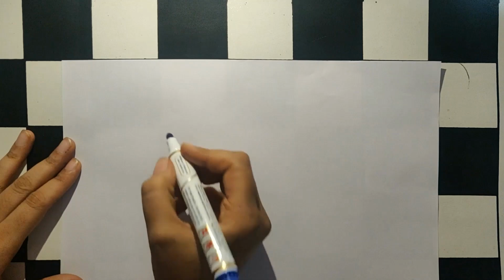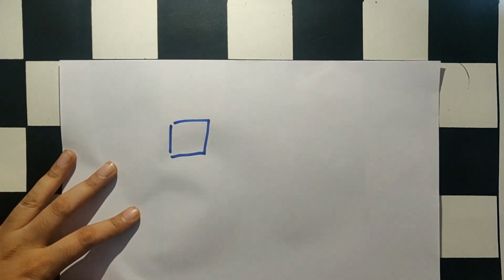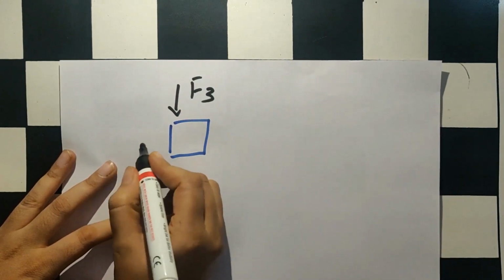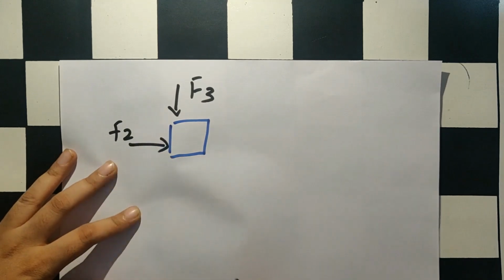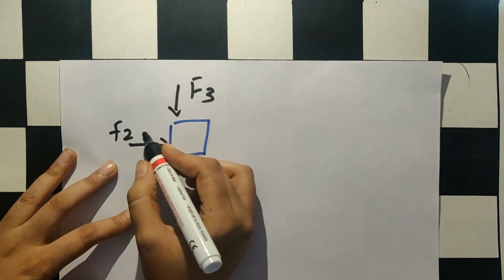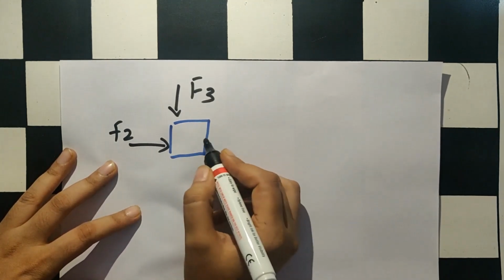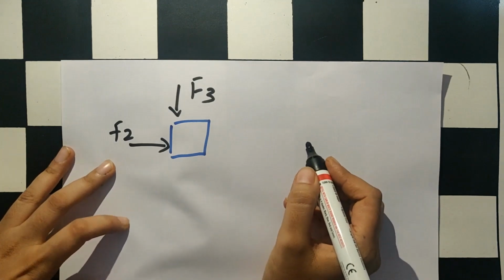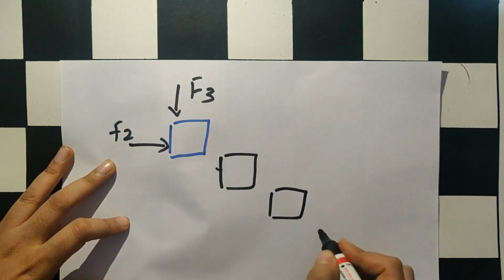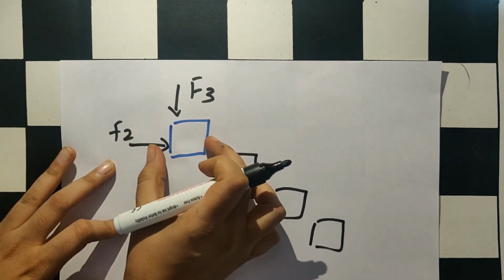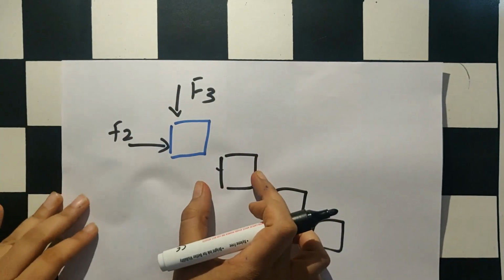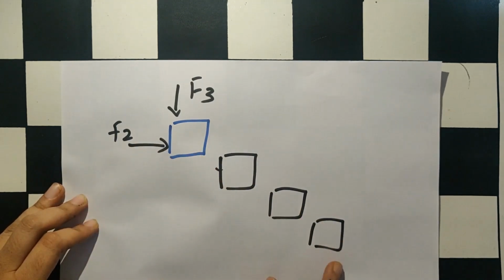Now what will happen if you apply both the forces together? This is F3 and this is F2. Now see, because of this force F3, this block will try to move downwards. But because of this force F2, it will also try to move in this horizontal direction. Now by the combination of these forces, it will actually move in this direction. Because of F2, this block will try to move in this direction, but due to this F3 force also, it will come down. So the effect will be in this direction.